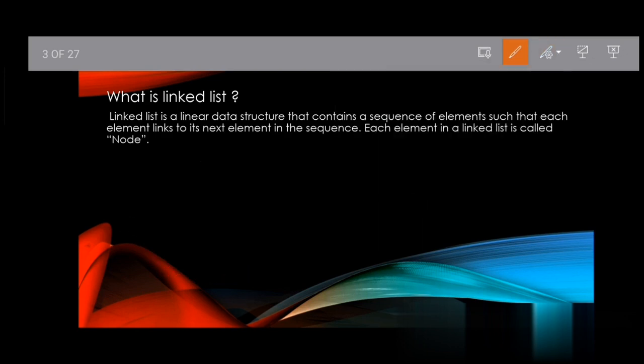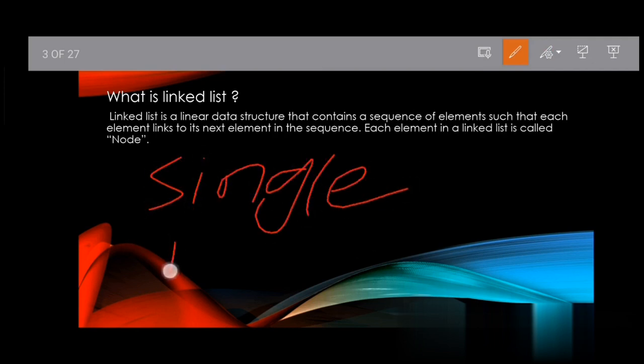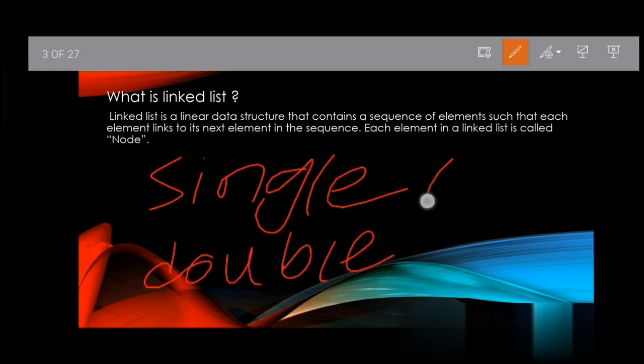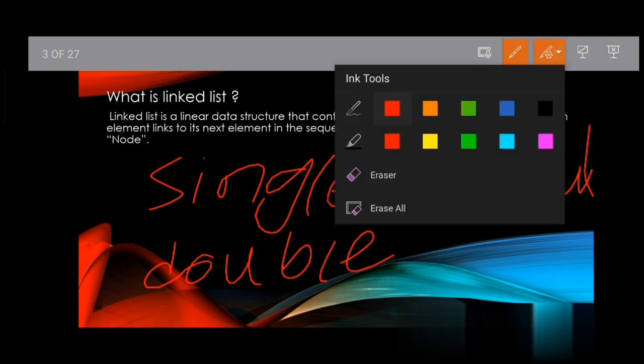And linked lists are of three types. One is single linked list, and another one is double linked list, and the third one is circular linked list. All these are based on the type of the link part.